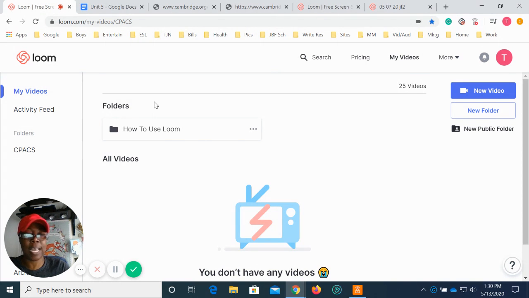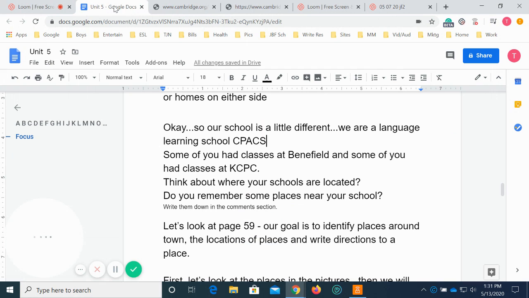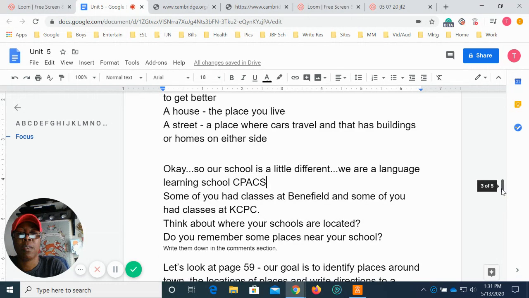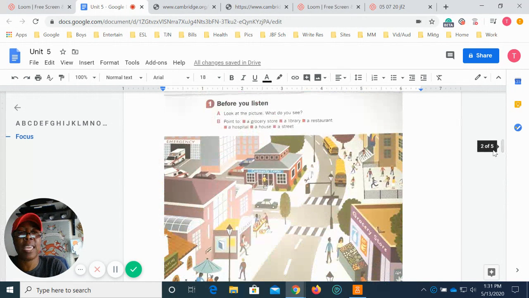So we're going to go ahead and get started on the last part of this hour. Let's just continue with Unit 5. We're at the beginning of Unit 5, and we were talking about different places that we go to. And we can see here, of course, we've got a school right here.